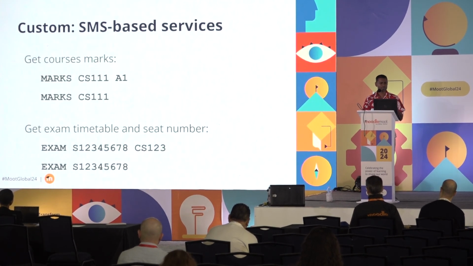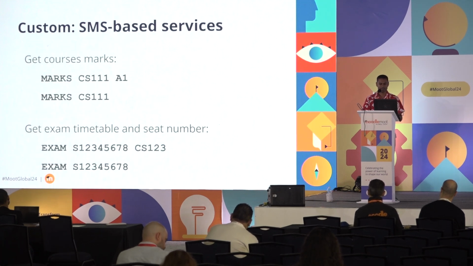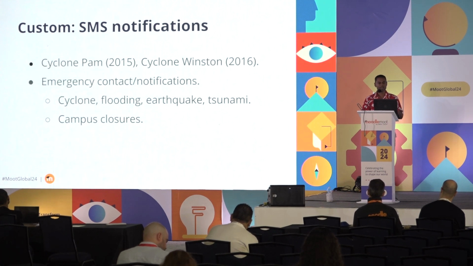So a very simple thing. They would send an SMS to a particular number with marks, the name of the course, name of the assignment, and they will get that feedback. A similar thing, a command on the SMS, and they will get that feedback. And this SMS notification was really powerful when Cyclone Pam hit, when Cyclone Winston hit. Everything is disrupted, travel is disrupted, roads are blocked.